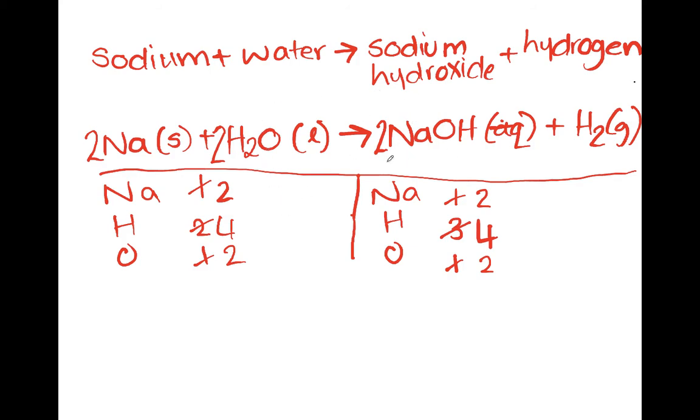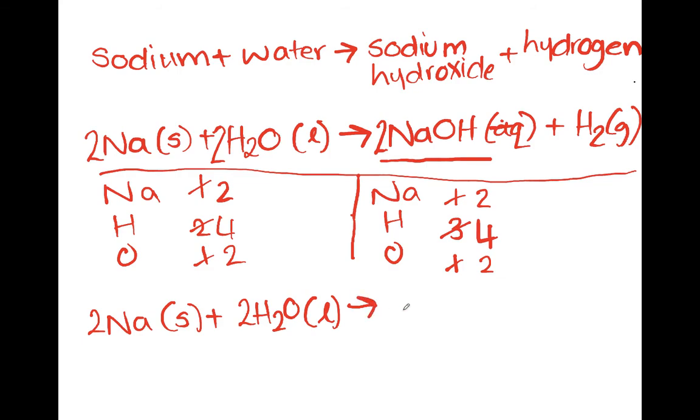Now the ionic compound here is NaOH, so when we write this as an ionic equation, we do 2Na(s) plus 2H2O(l) gives 2Na+ plus 2OH minus, and that's in solution, plus H2 gas.